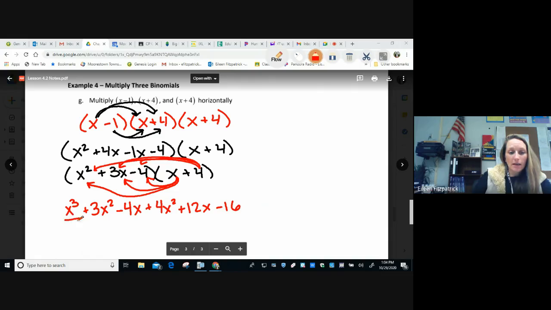Last step is to combine like terms. I only have one x cubed term. Then you move on to your x squares. That'll give me a +7x squared. Then I'll move on to my x terms. A -4x and a +12x gives you a +8x, and then -16.